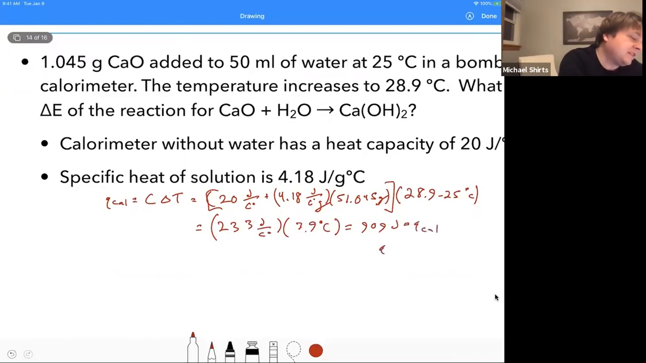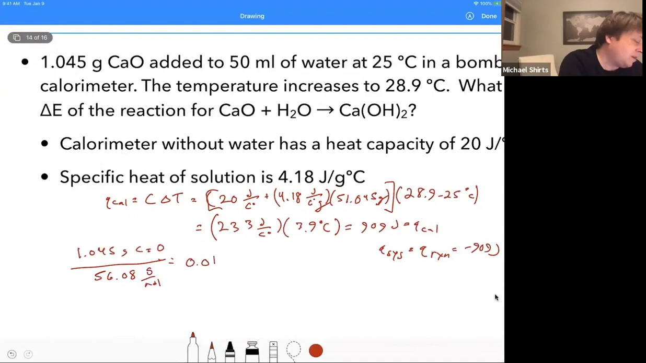The Q of the system, i.e. the reaction, was minus 909 joules. Okay, so that's the amount of heat that the surroundings absorbed. So how much energy is being given off per mole of reaction? We have 1.045 grams calcium oxide. Calcium oxide is 56.08 grams per mole. And so that is 0.01863 moles.